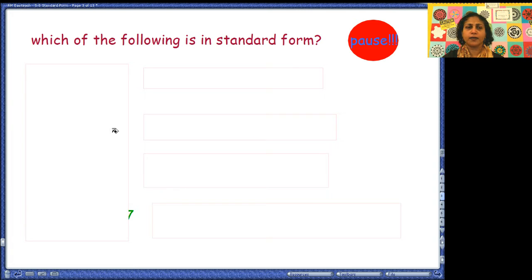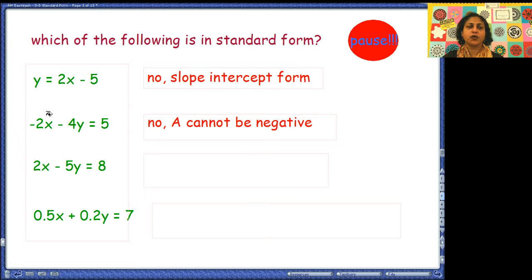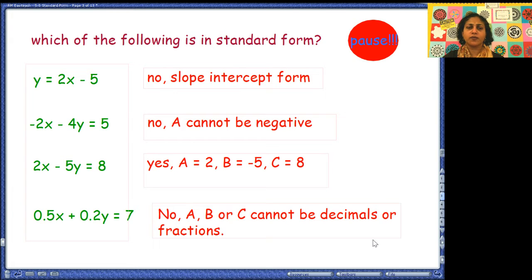So here are the equations. The first one is not in standard form, it's in slope-intercept form. The second one is not in standard form because the coefficient of x cannot be negative. The third one is in standard form, and a is 2, b is -5, and c is +8. b and c can be negative, but a has to be positive. The last one is not in standard form because you cannot have coefficients with decimals or fractions.